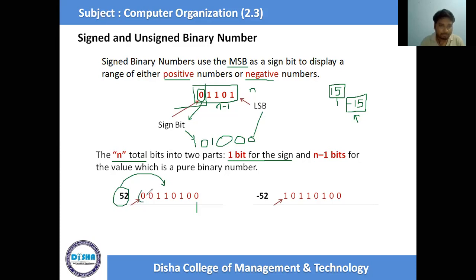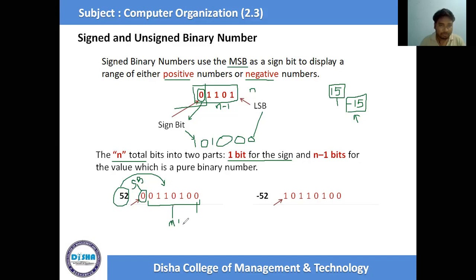As the MSB is 0, that means the sign bit is 0. So it is a positive number. This bit is dedicated for the sign bit. Here I am writing SB for sign bit, and the remaining n minus 1 bits are the actual number, or say the magnitude of the binary number.